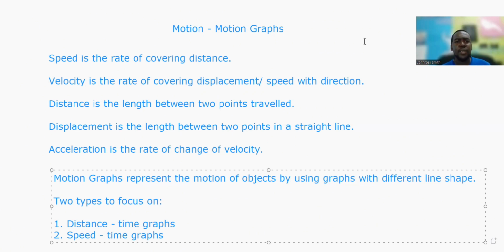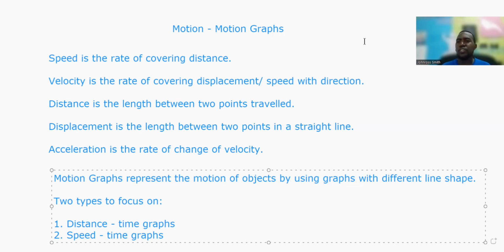Now velocity is quite similar, but it has to do with straight line movement. So we talk about it as speed with a direction. So we have to consider what direction the object is moving, right? And it's the rate at which it's moving in that specific direction.